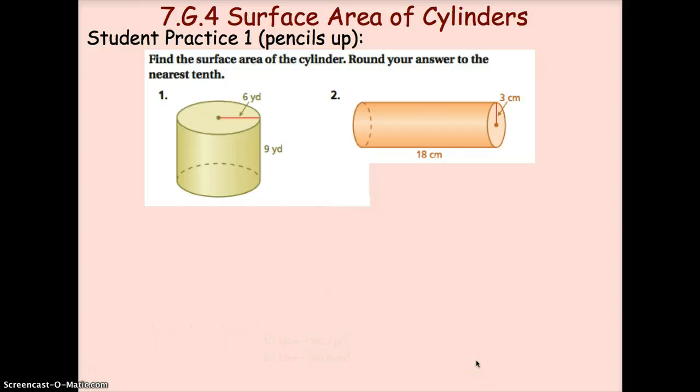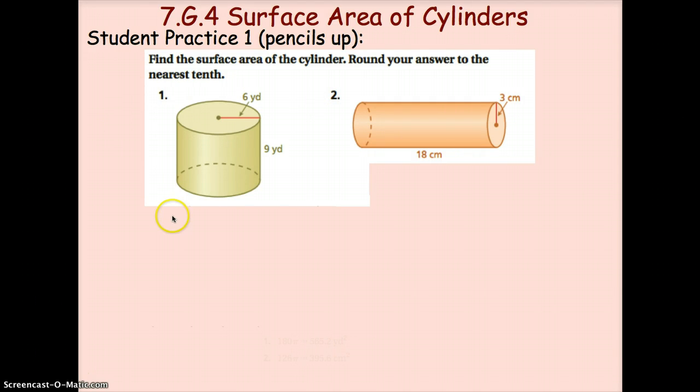Okay, go ahead. We've got 2 student practices. What I would like you to do here is ignore where it says round your answer to the nearest tenth. Instead, leave your answer in terms of pi, meaning do not plug in 3.14. Just leave the pi symbol in your answer. Go ahead and solve. Press play when you're ready to see the results.